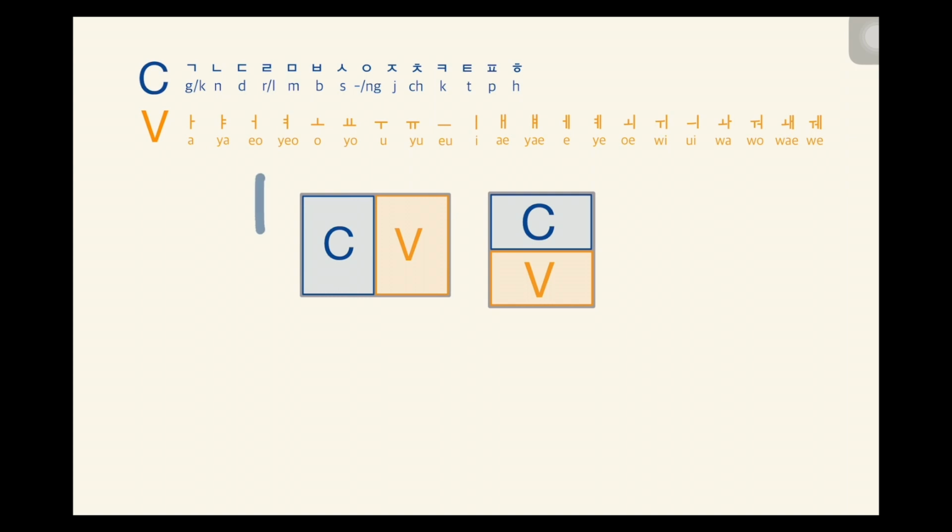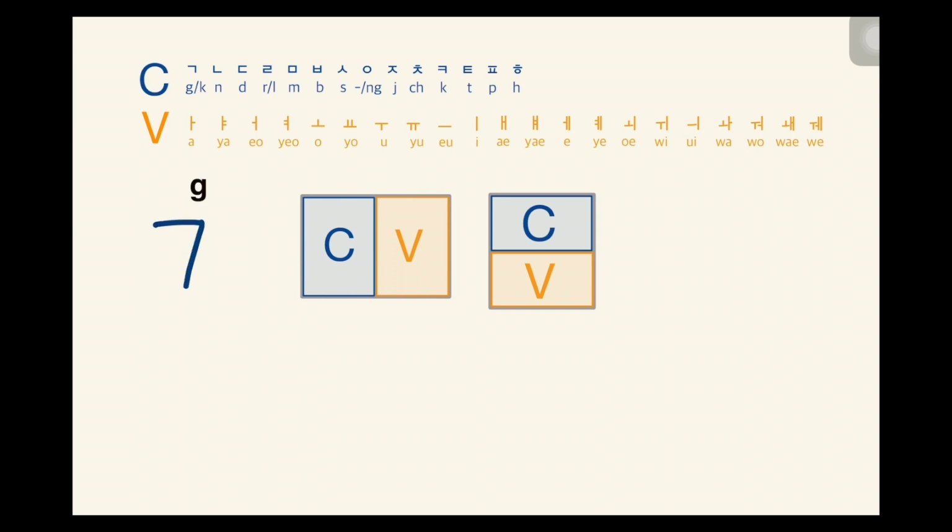First one, the consonant and vowel are written side by side. Second one, the consonant is on top and the vowel is on the bottom. If you make a syllable following this structure, it will be like this. For the first structure, as you know already, only vertical line vowels can be placed here. And for the second structure, only horizontal line vowels can be placed here.